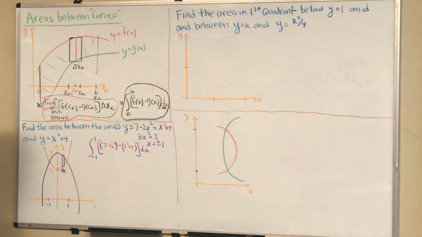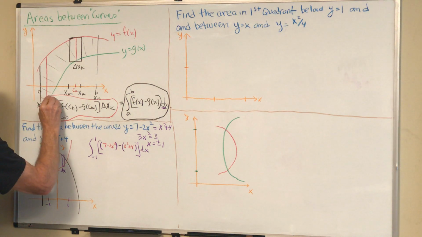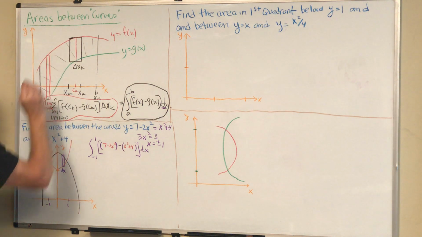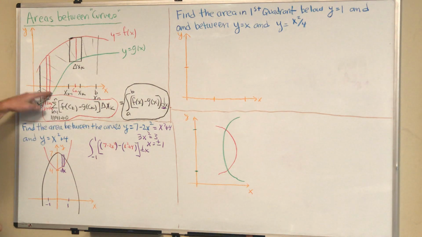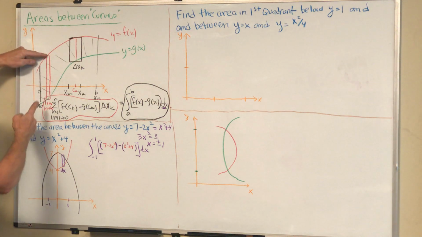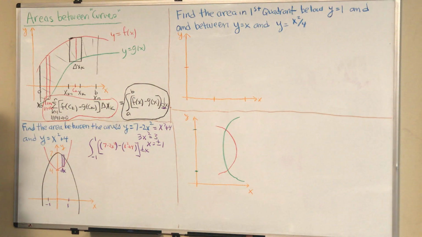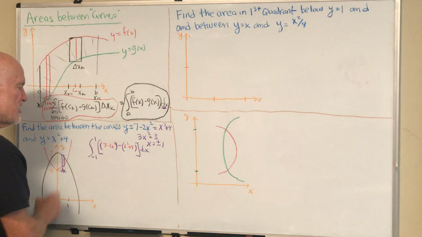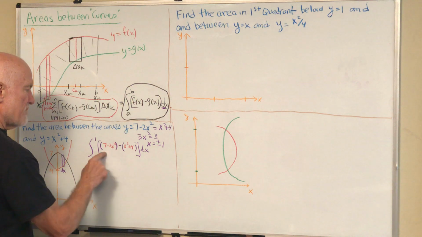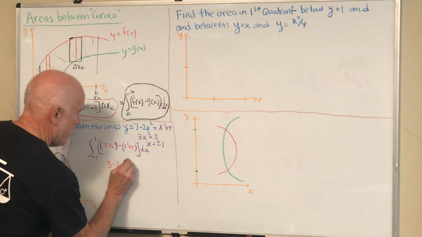Notice back here, maybe I should have mentioned it at that point, it doesn't really matter: you don't have to be careful whether you're above or below the x-axis, because when you take this minus a negative number, you're still going to get exactly the side of this rectangle. So you don't have to worry about whether you're above or below the x-axis. Okay, so let's finish this off. If I combine these, I get 3 minus 3x squared.